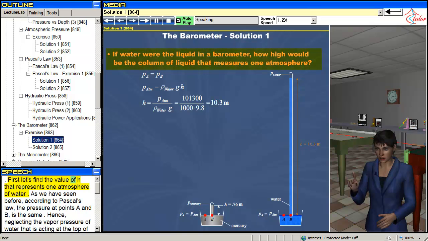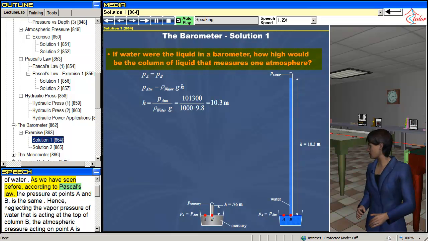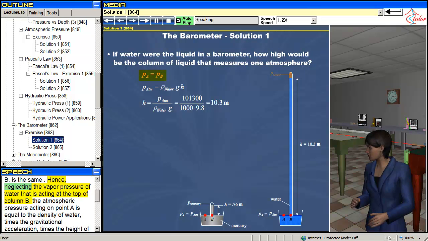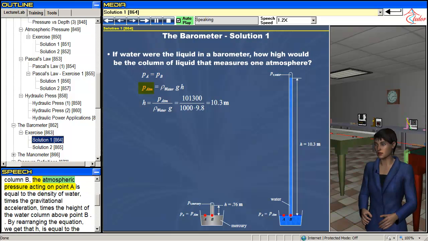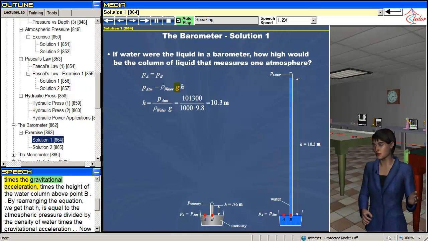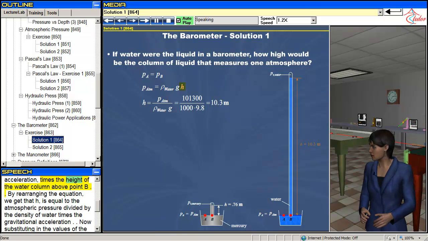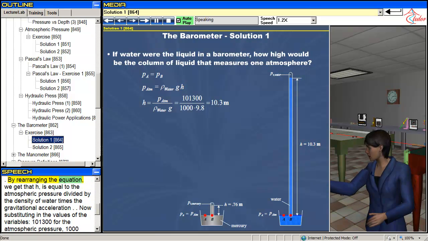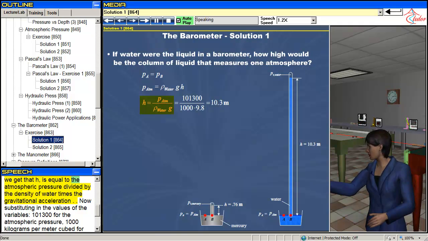First, let's find the value of H that represents 1 atmosphere of water. As we have seen before, according to Pascal's law, the pressure at points A and B is the same. Hence, neglecting the vapor pressure of water that is acting at the top of column B, the atmospheric pressure acting on point A is equal to the density of water times the gravitational acceleration times the height of the water column above point B. By rearranging the equation, we get that H is equal to the atmospheric pressure divided by the density of water times the gravitational acceleration.